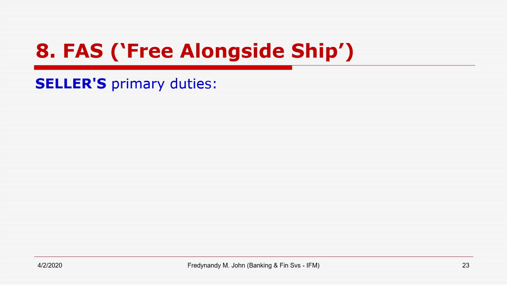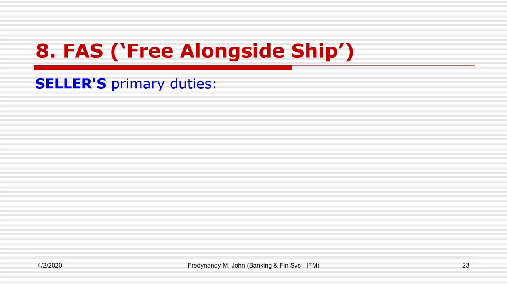Ladies and gentlemen, the focus of our discussion is now on the Incoterms that are designated for marine transport only. That is, we are done with the Incoterms that are used for multimodal transport, and so we are on to marine. Now, the first Incoterm is the Free Alongside Ship, or FAS.